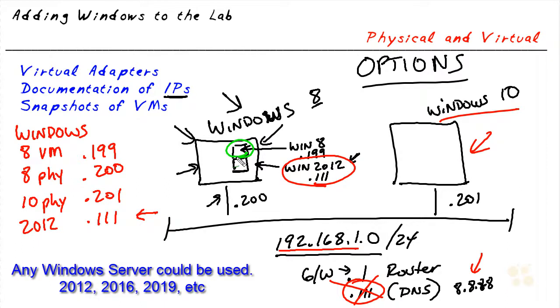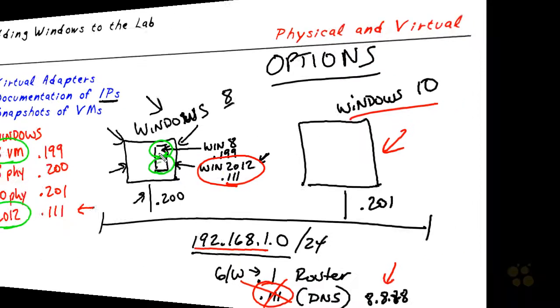Also, what we'd want to do on our virtual machines, this guy and this guy, is once they're configured, we want to power them down and then make a snapshot so that we can return to that state in the future if we ever need to.